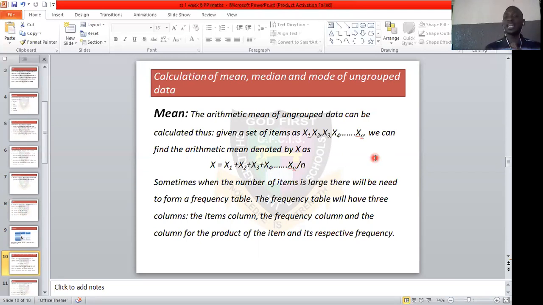So the arithmetic mean will be the sum of all the numbers divided by the number of the numbers. That is 20 plus 30 plus 60 plus 80 divided by 4, because I have 4 numbers. So that is how to calculate the arithmetic mean.